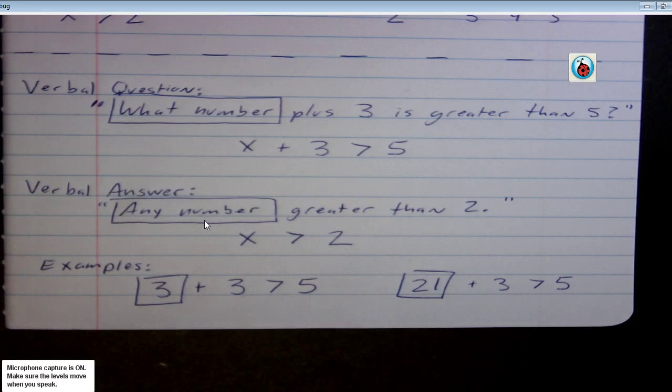What if that number was 2? Is 2 plus 3 greater than 5? No, it is 5. So it has to be a number greater than 2. And it can be any number all the way up to a million, billion, trillion, 21 million. It will all be true.